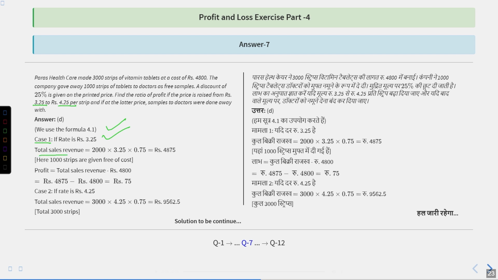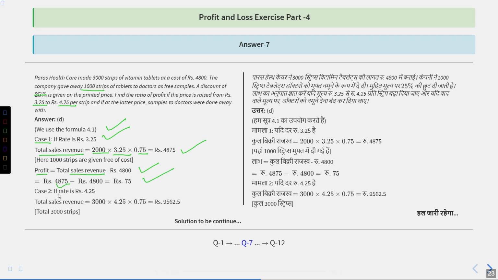Clear? So the total sale revenue will be, he gave 1000 strips free, so 2000 strips multiplied by 3.25 rupees per strip, and he gave another discount of 25%. So it will become 0.75 times, so it is 4875 rupees revenue generated. Okay. Now, profit is total sales revenue minus 4800. Clear? So what will be the profit? 4875 minus 4800, which is 75.